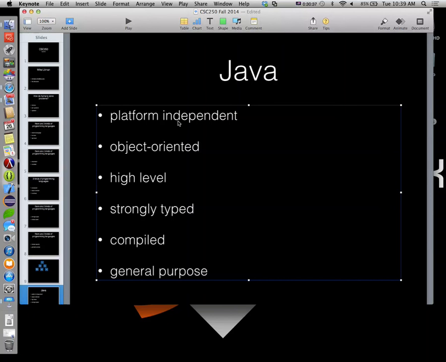Now, the platform independence nature of Java is probably its best feature and worst feature. Kind of an interesting dichotomy there.